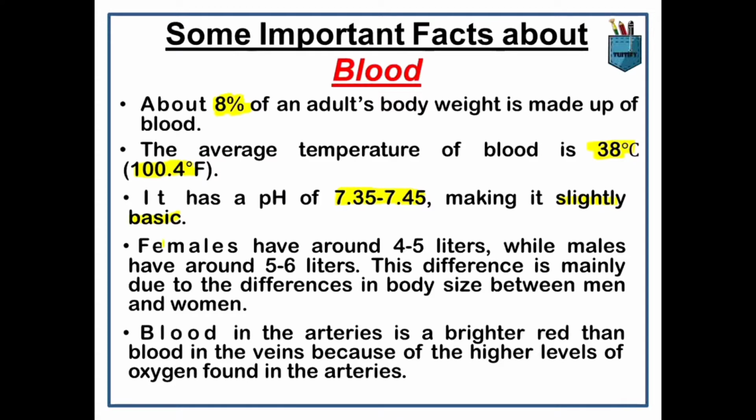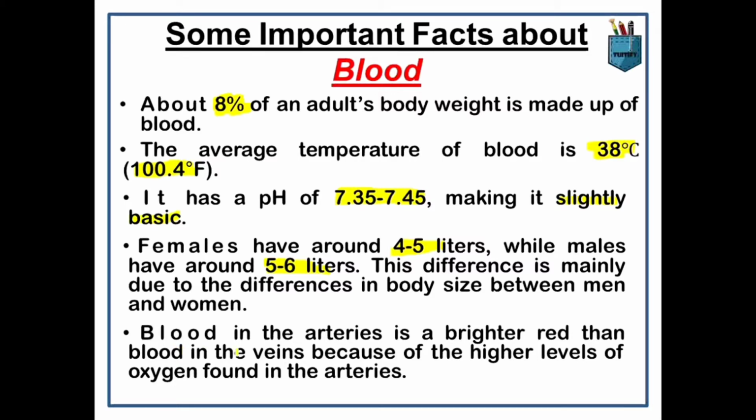Females have around 4 to 5 liters, while males have around 5 to 6 liters of blood in their body. This difference is mainly due to the difference in body sizes between men and women. The difference in body sizes causes this difference in volume of blood in the body.